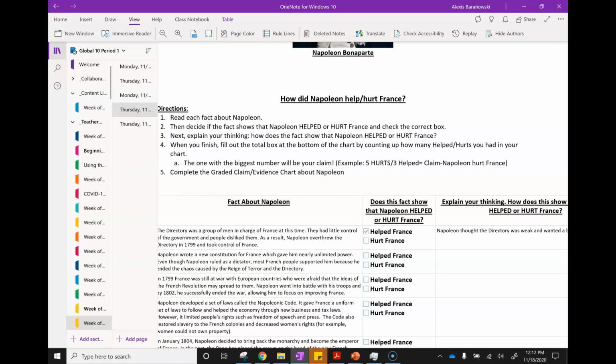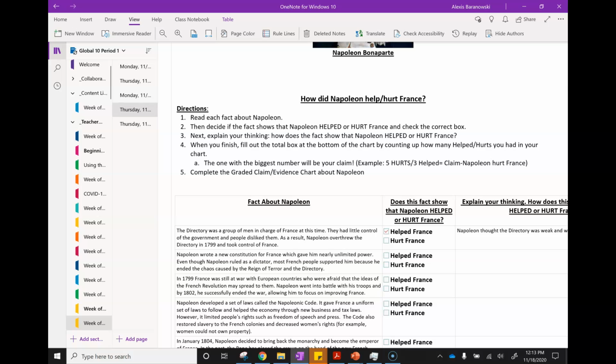Now, you could also argue, too, that maybe this hurt France, right? Is it a good thing that people overthrow their government? Maybe not. And maybe you're thinking that Napoleon shouldn't have gotten into the middle of that. That would be a fine thing, too. So you'll kind of find with each of these facts that you can argue both sides, okay? But you want to pick one and then explain your thinking.